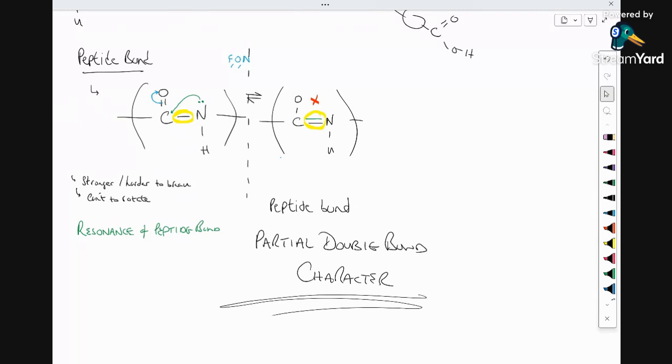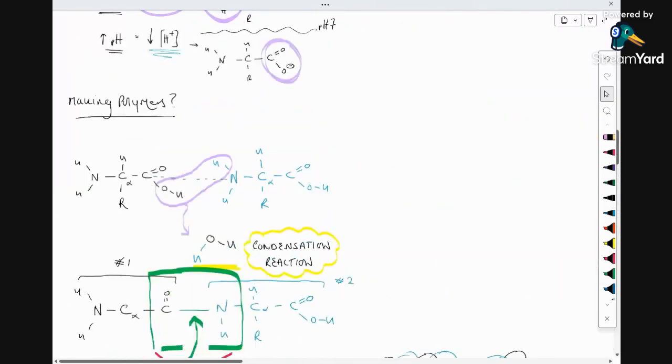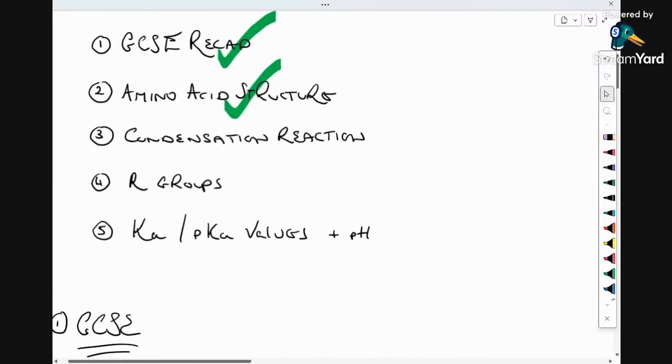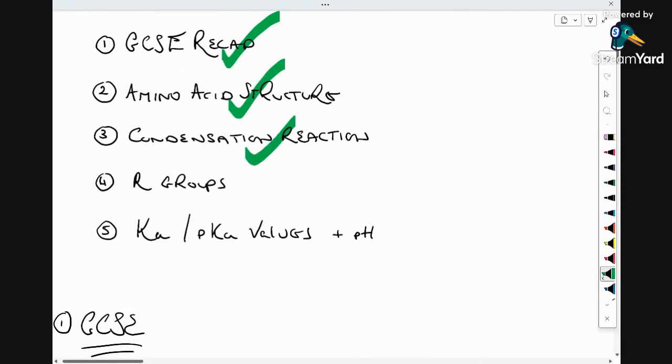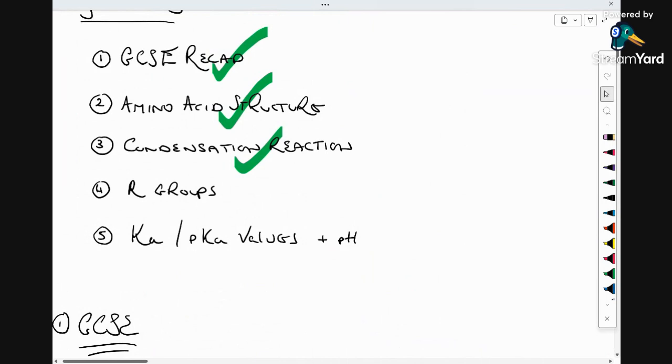So, just before I'll tick it off first. Condensation reactions done. So what I now want to do is just look at the R groups, and we're going to look at these zwitterions as well and recap that.